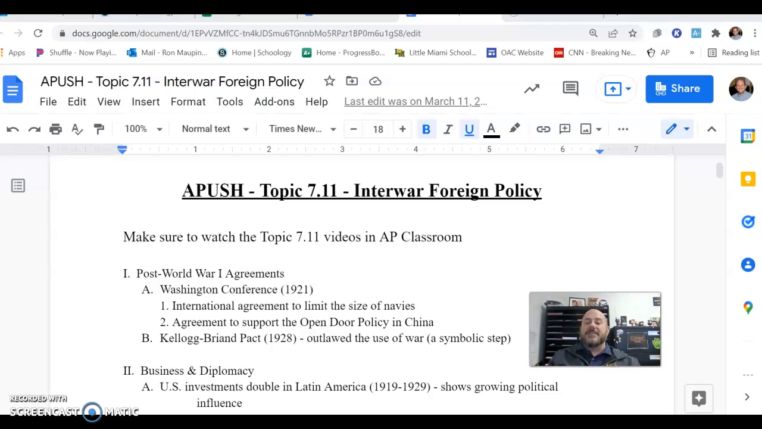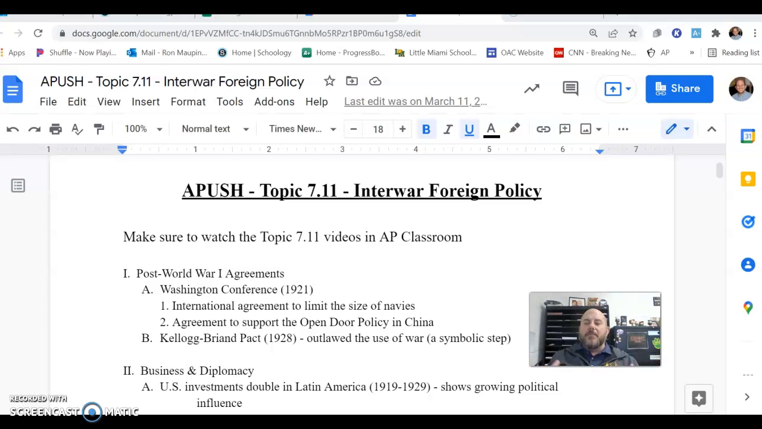First off, it's not 100% isolationism because we still have global trade, but in terms of a military and diplomatic perspective, there are also going to be exceptions to that rule. For example, the United States hosted the Washington Conference, which in 1921 created an international agreement to limit the size of navies.